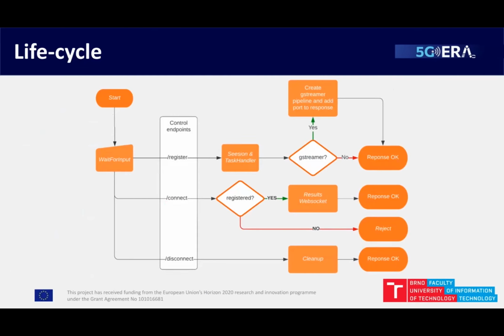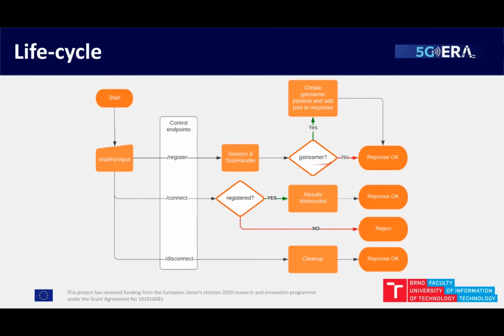The life cycle of the network application is again quite simple. When it starts, it waits for connections from the robot. When the robot wants to register, it will create a session and the task handler for it. The task handler contains the data of the robot and the ID of the robot, so it can be identified later with later connections.